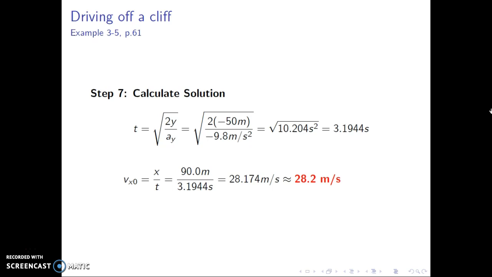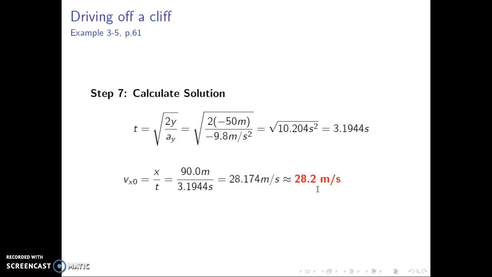Now that we know the time, let's plug that into our other equation, where the initial velocity will be distance over time. So that'll be 90 meters, our x direction now, divided by our time of 3.1944 seconds, gives us a speed of about 28.2 meters per second after we round to the appropriate number of significant figures. So there's our answer, 28.2 meters per second.